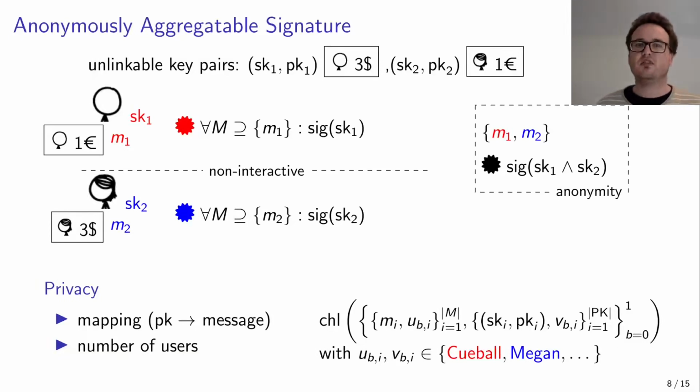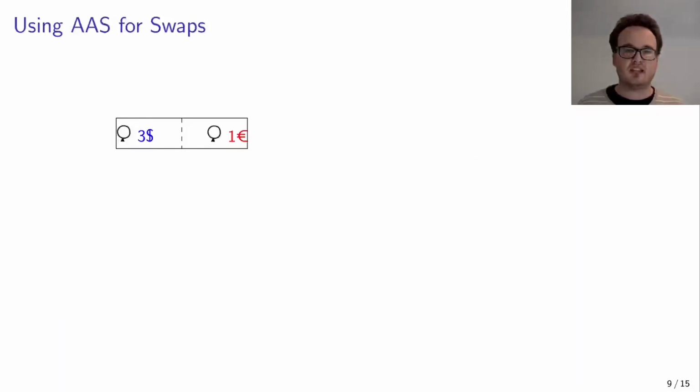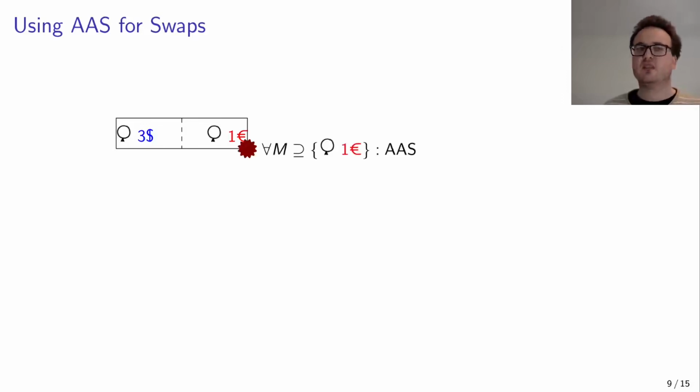So how is this useful to build a swap transaction or an atomic swap transaction? We have again this: Qball decides that there is a previously received $3 input and a €1 output, and Qball signs it with the anonymously aggregatable signature scheme, which says that for all messages, so all other outputs which are part of the final transaction, as long as my €1 output is in it, I'm happy to spend my $3.